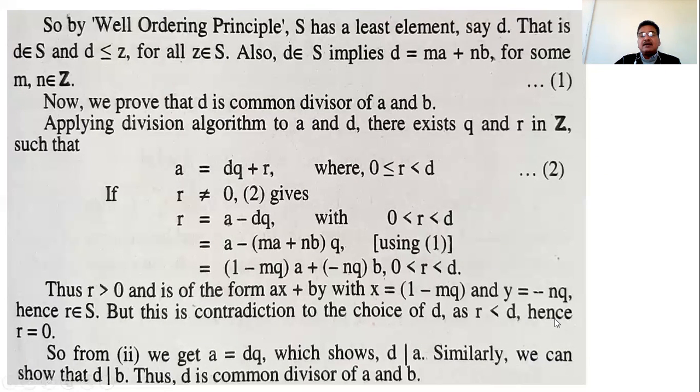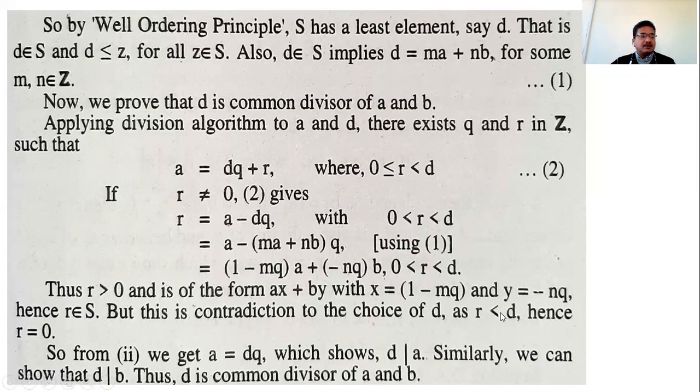And why did this contradiction arise? Therefore, R not equal to 0 is a wrong assumption. What is true? R is equal to 0. That is, if R is not equal to 0, then we have a contradiction, and therefore R is equal to 0. Otherwise we would have a false statement, namely that D is the least element.